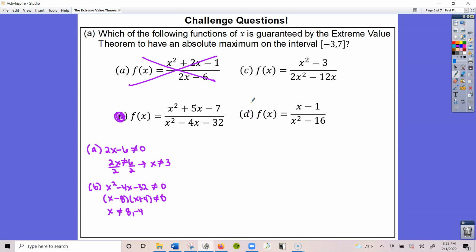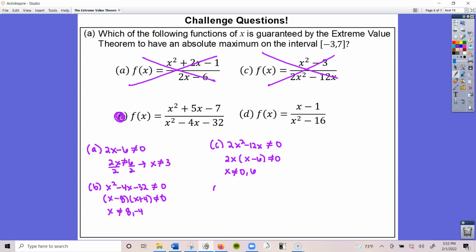But let's have a look at C and D anyway, just so you can see how these are not. If I were to take the denominator of C, 2x squared minus 12x cannot equal 0. Both of these I can factor out a 2x, which would leave me with x minus 6. And then if I set each of these factors equal to 0, x cannot equal 0 because of the 2x, and x cannot equal 6. Both the 0 and the 6 are within this interval, so it's not C.